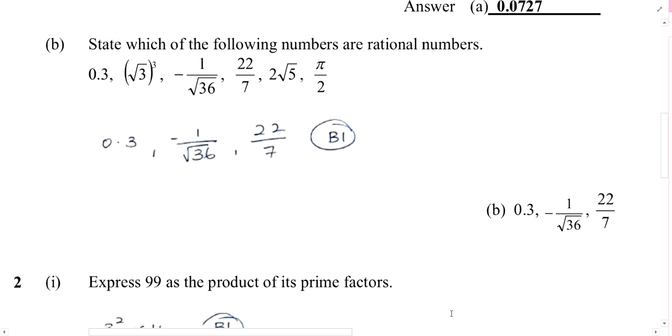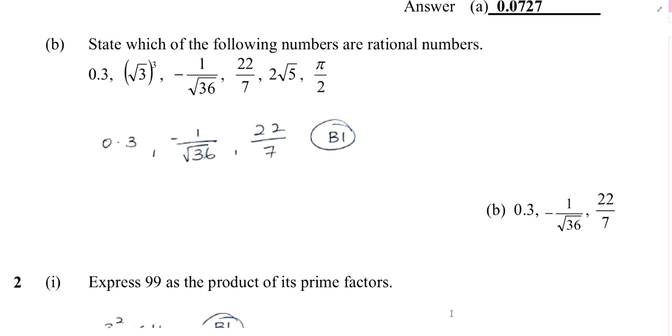State which of the following are rational numbers. What are rational numbers? Numbers that can be written as a fraction. But inside the fraction, your numerator and your denominator must be integers, except 0. Okay, so rational numbers.